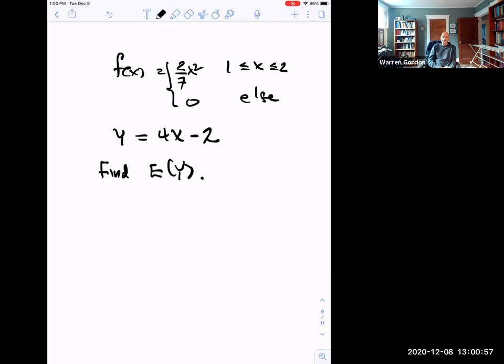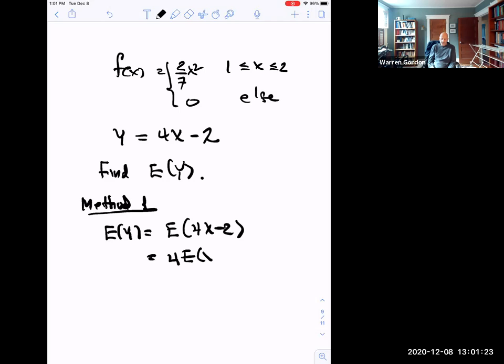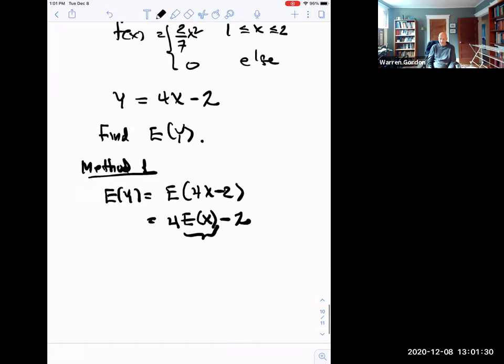So let me show you two different methods for doing this problem. The first method, of course, here's method 1. E of Y, using the properties, is equal to E of 4x minus 2. And that's just equal to 4 times E of X minus 2. So the easy way of doing this problem is now just find E of X.